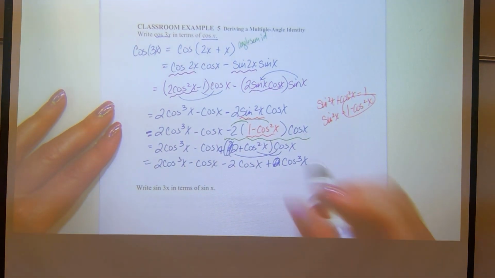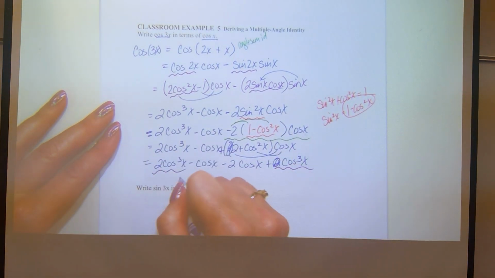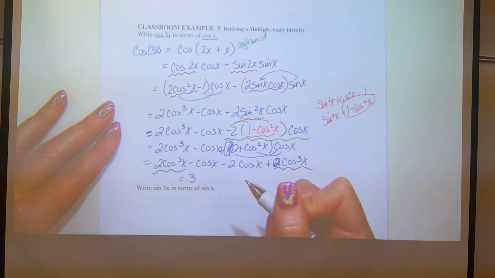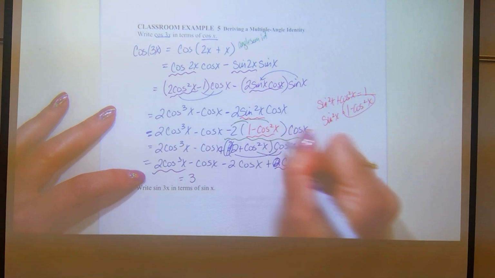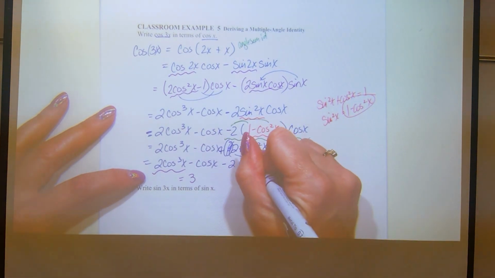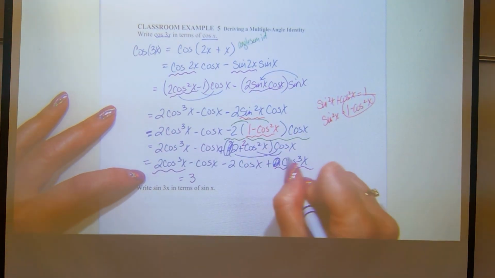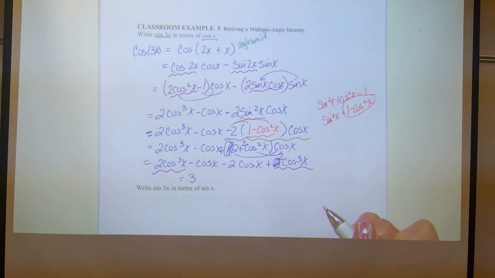I need to identify like terms. I've got cosine cube. So I've got 3 of those. 1, 2, 3. Oh, that 2 should have gone there as well. Dadgummit. You guys aren't here to catch that. That's a 2, just like I wanted it to be.